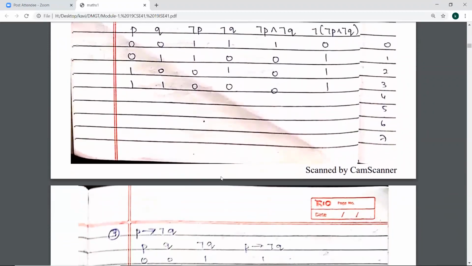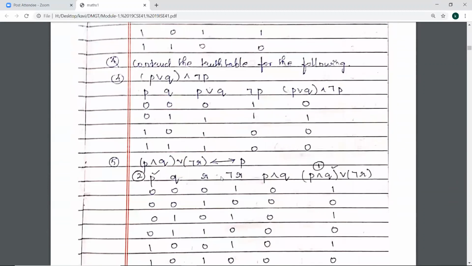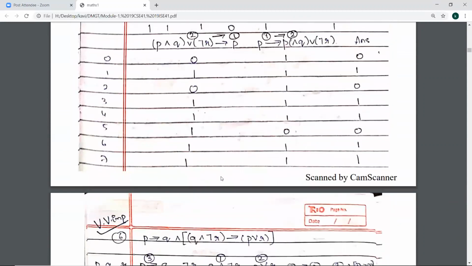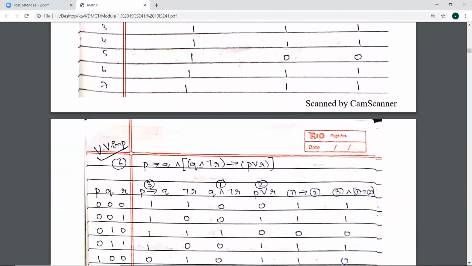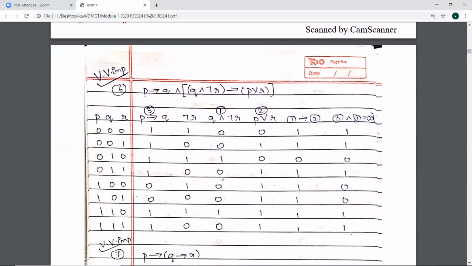So the second problem also uses two propositions P and Q. Third is also the same. Now I will consider a compound proposition with 3 variables. That means 3 propositions. Consider this problem. We need to construct the truth table for the given compound proposition.